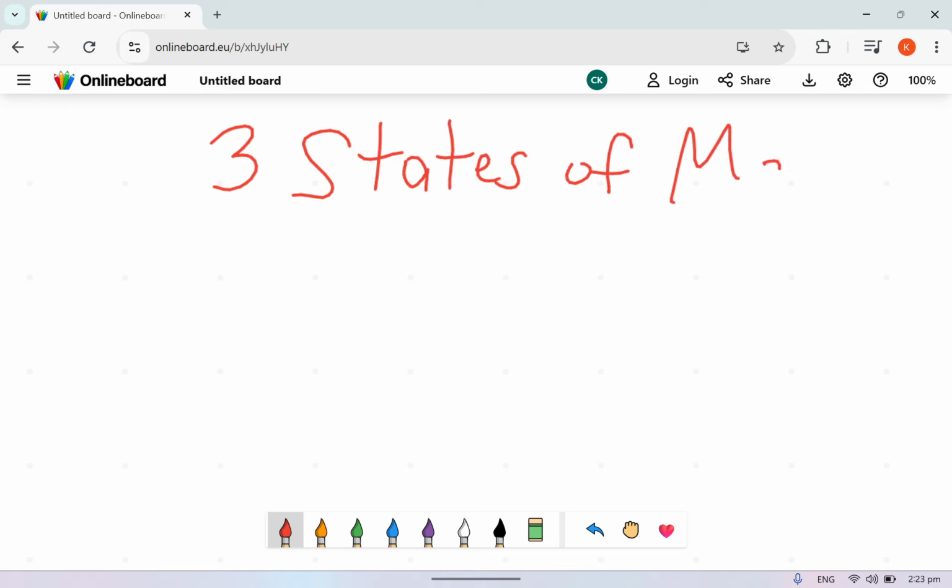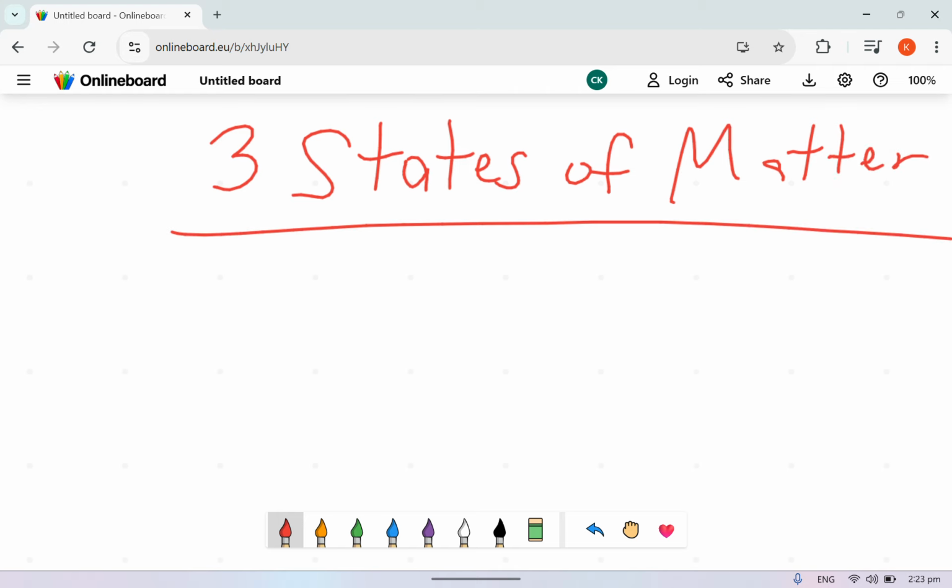So today we're going to be learning the 3 states of matter. Okay, so what is the 3 states of matter? A lot of you will be asking me. Right now, I'm sure you've definitely heard these terms before. Okay, I'm going to give you 3 terms, and they are going to be the 3 states of matter.